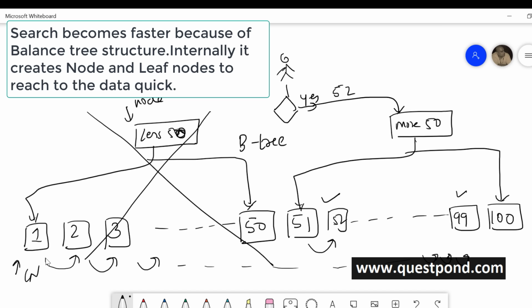So what is the use of an index? An index helps you to increase your search performance. How does it do it? It does it by creating nodes and leaf nodes. It creates a balanced tree structure, and because of that, it can locate the records faster.